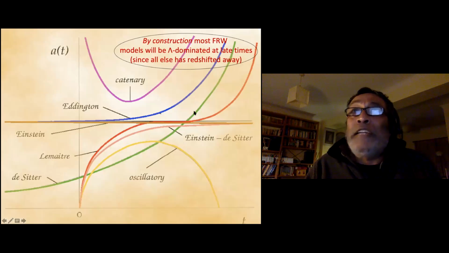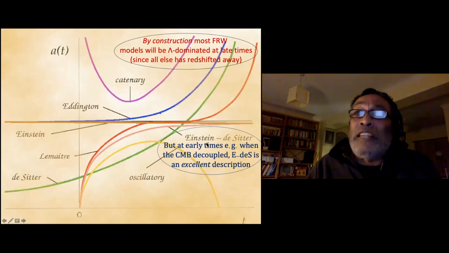Now, at early times, this is not true. So for example, when the microwave background radiation decoupled from matter, at that time, the universe was very close to what we call an Einstein de Sitter universe. This is an exactly flat universe with omega equal to 1. Cosmological constant is unimportant. It is matter that is most important then.